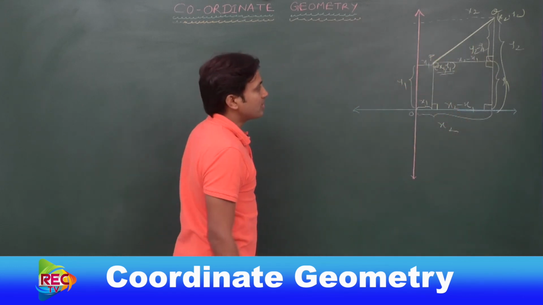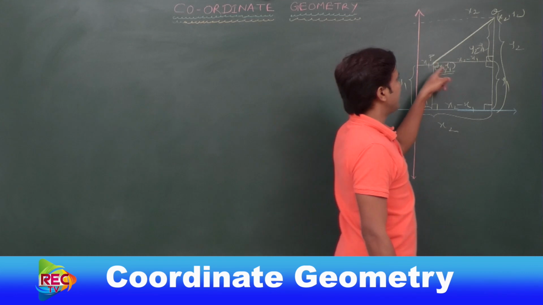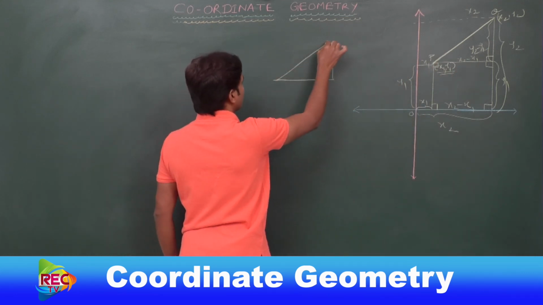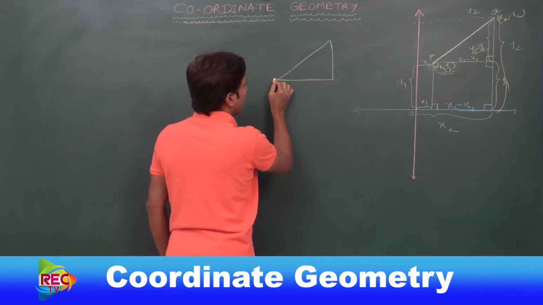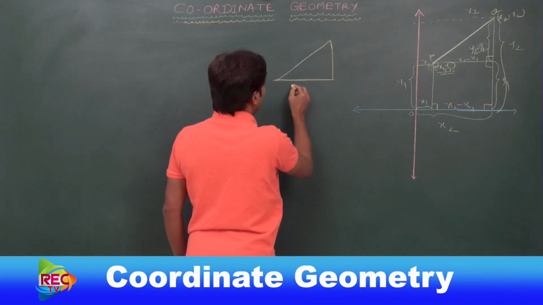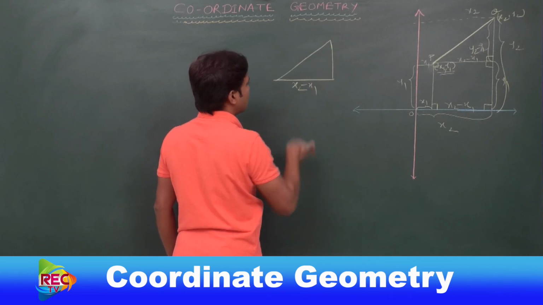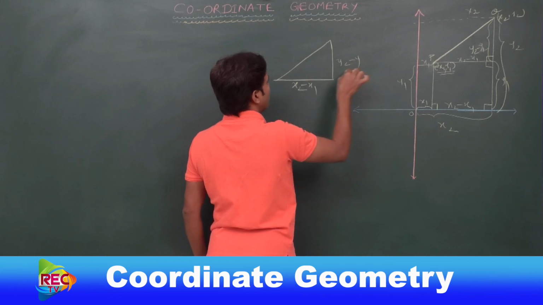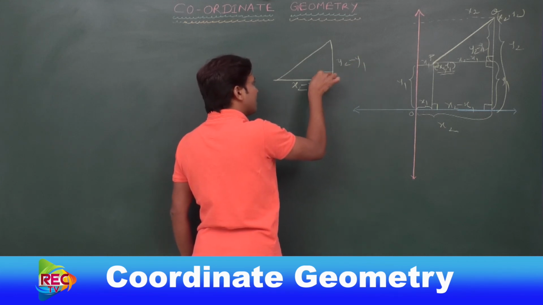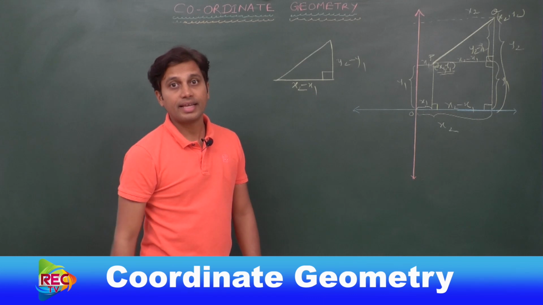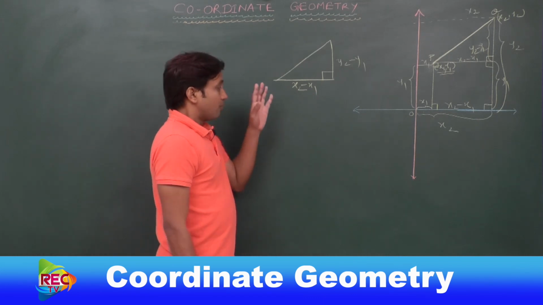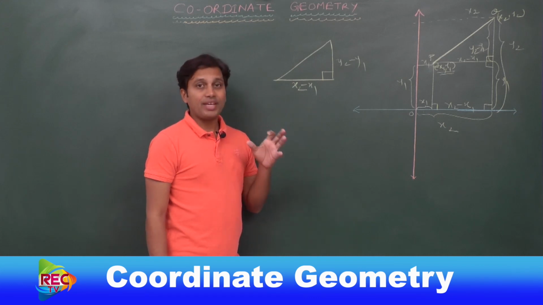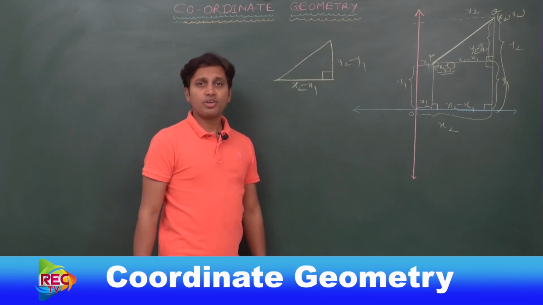Now separate this triangle and observe here. Let me draw this triangle over here. What is this distance? We just found it: x2 minus x1. And what is this distance? y2 minus y1. And what type of triangle is this? It's a right angle triangle. For a right angle triangle, can we apply Pythagoras theorem or not?